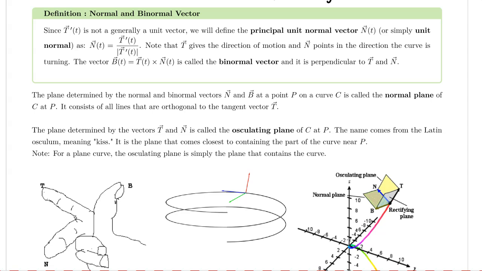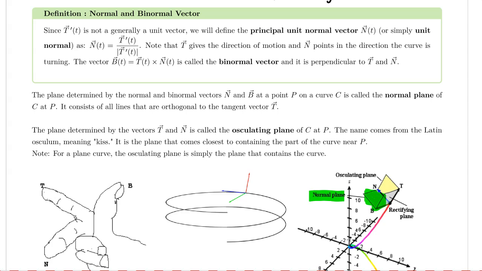The plane determined by the normal and binormal vectors N and B at a point P on a curve C is called the normal plane. And we can see a picture of that right here. The normal plane is the one that has the normal and the binormal vector on it. So here again is the normal plane, that one right there. It consists of all lines that are orthogonal to the tangent vector capital T.